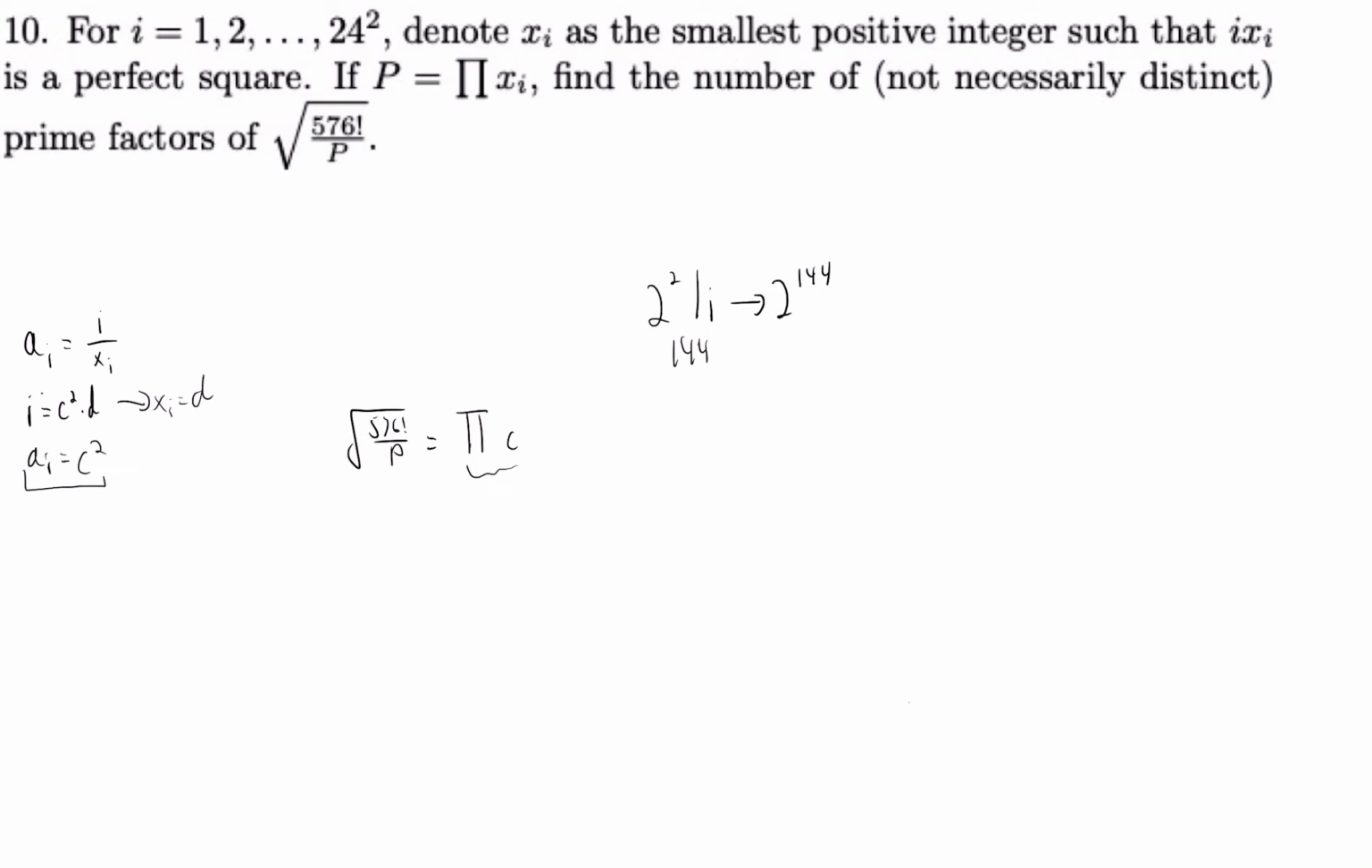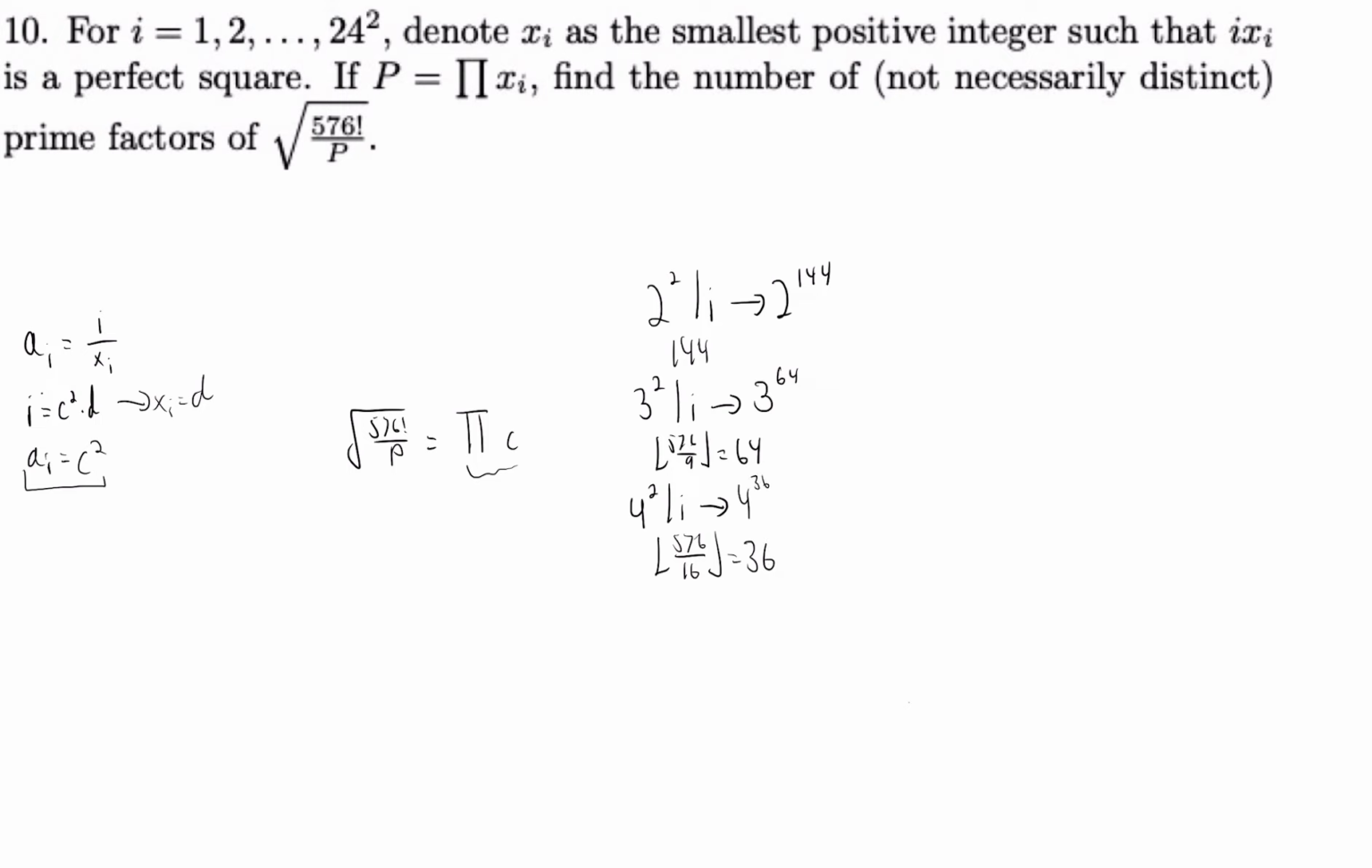Okay, what about if 3 is a factor of c? Then 9 divides i, and there are going to be 576 over 9, which is 64 positive integers that satisfy this. And so this is just going to be 3 to the power of 64. It's going to contribute 64 prime factors to the product of all c values. And let's do the same thing for 4. If 4 squared divides i, then how many values are there? 576 over 16. What is that? That is going to be 36. So this is going to be 4 to the power of 36.